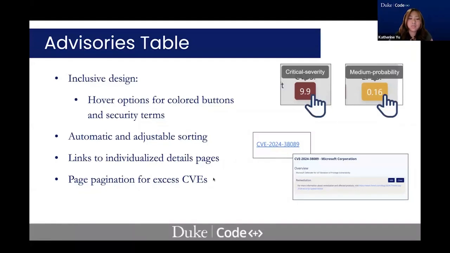The table is automatically sorted by CVSS score. The users are able to sort by whatever column they choose, either ascending or descending order. Each CVE listed in the table comes with links to the individualized CVE details pages, which Kelly will now talk about.